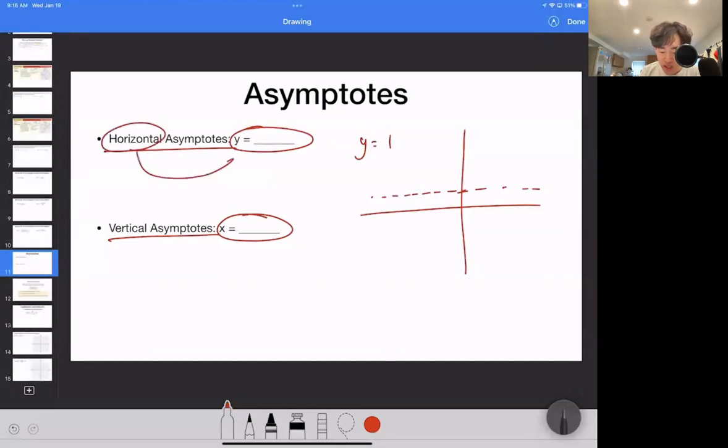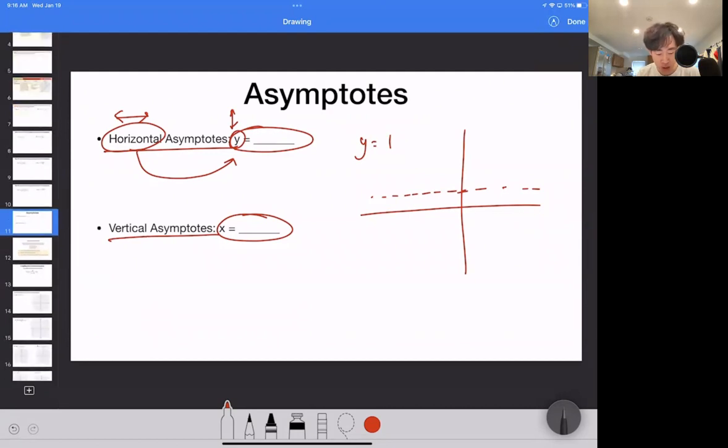Fun fact, horizontal and y are kind of opposite. Horizontal goes left and right. Y is actually up and down. So always associate the opposite wording with the letter when you're writing down the asymptotes. That's just a little bit of a tip I can provide for you.